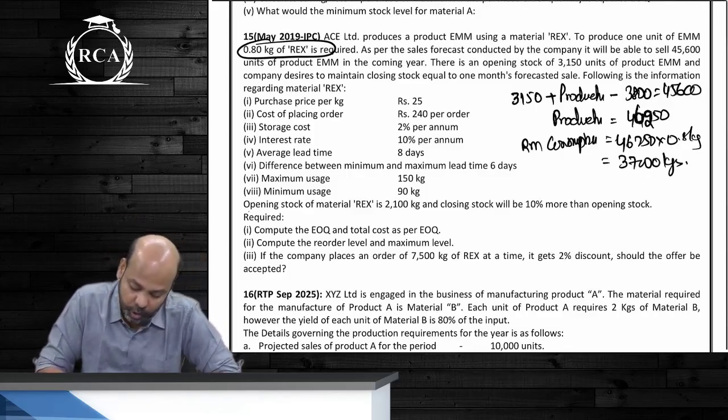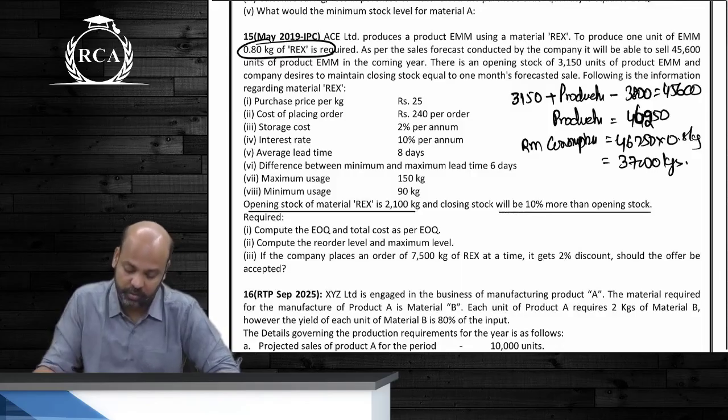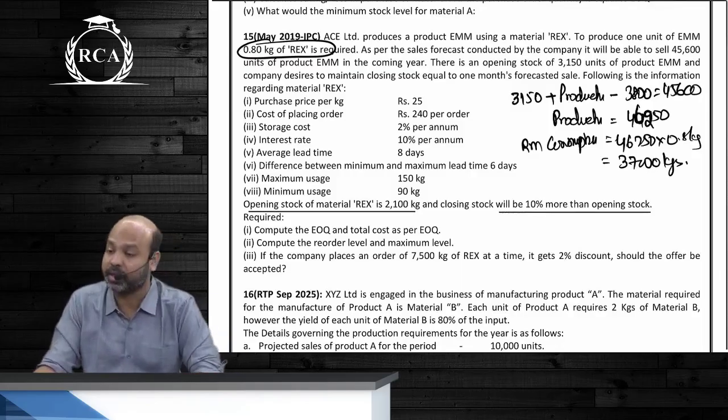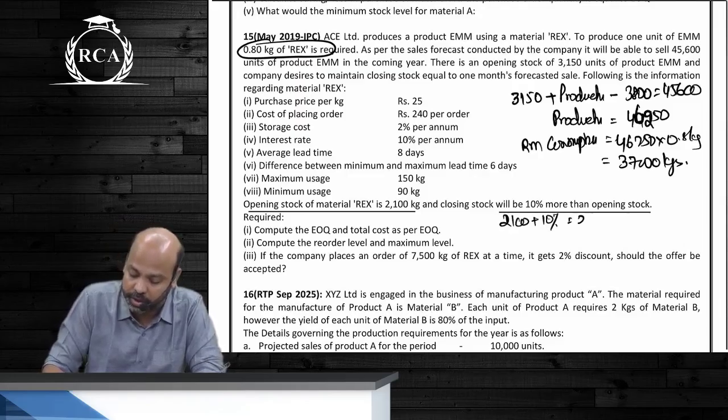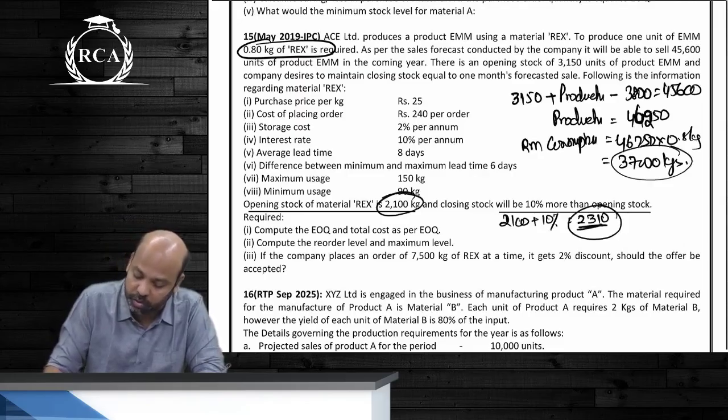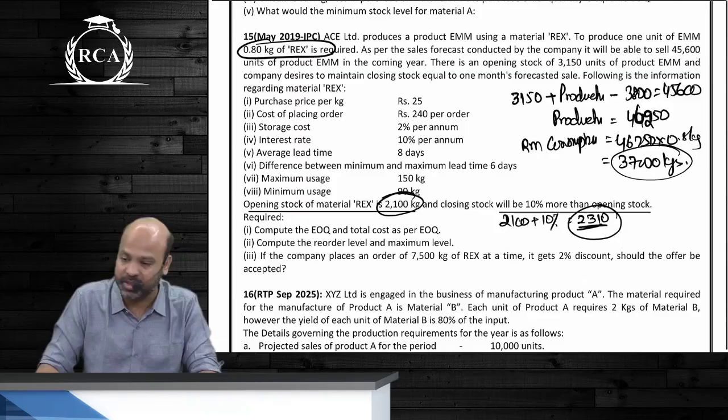Now, the opening stock of REX is 2,100 kgs, while closing stock will be 10% more than opening stock. I know I skipped a lot of information, but pehle ye kar lete hain. So closing stock beta will be 10% more than opening stock. That will be 2,310 kgs. You know your opening stock, you know your closing stock, you know the consumption. Will you be able to arrive at purchases?